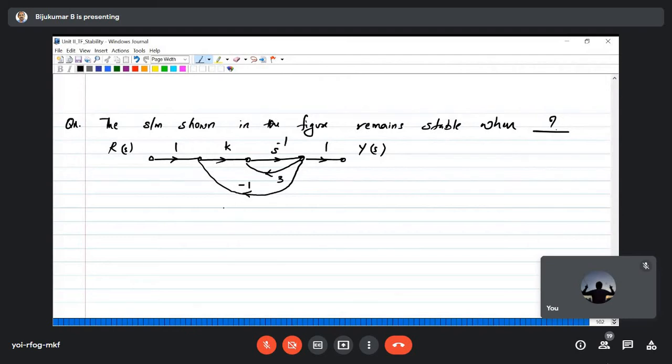So what we have to find is, see, there is a parameter K, right? Basically, at what value of K the system becomes stable. That will be one. What condition the system remains stable. So this is the given system. So how to do?